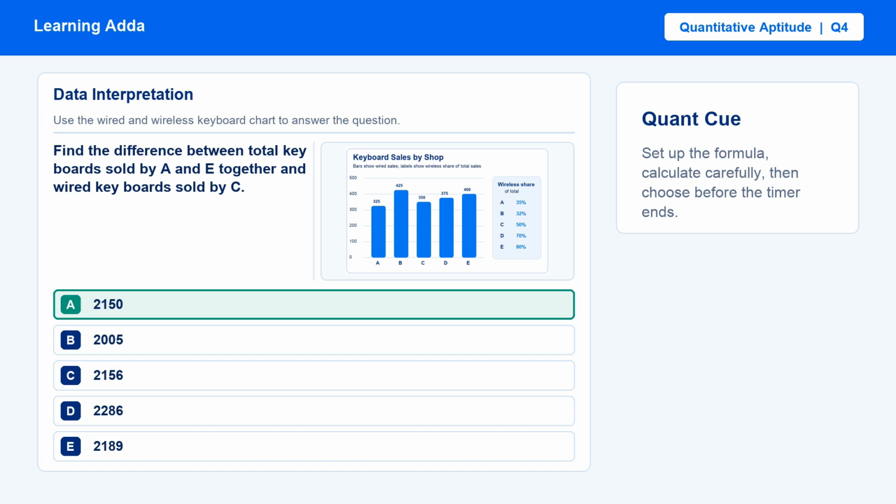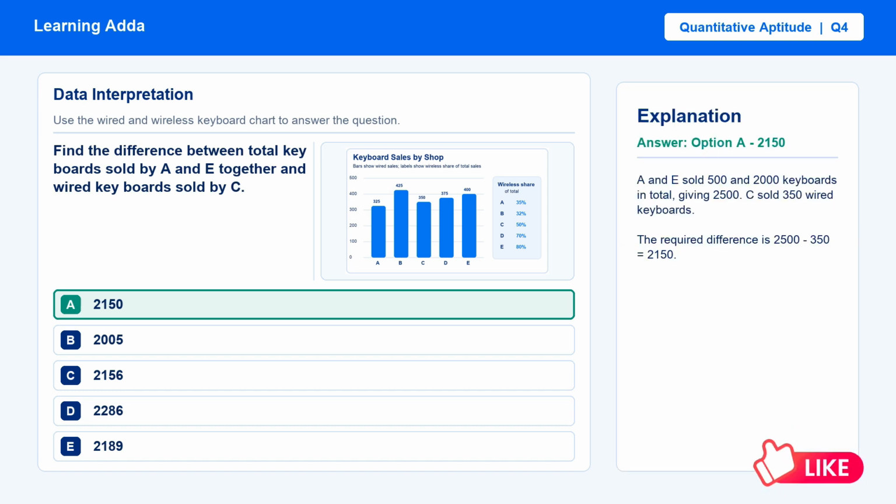The answer is option A, 2150. A and E sold 2,000 and 500 keyboards in total, giving 2500. C sold 350 wired keyboards. The required difference is 2500 minus 350 equals 2150.